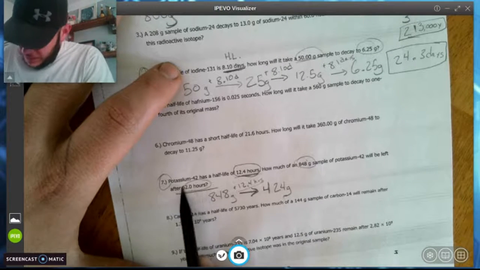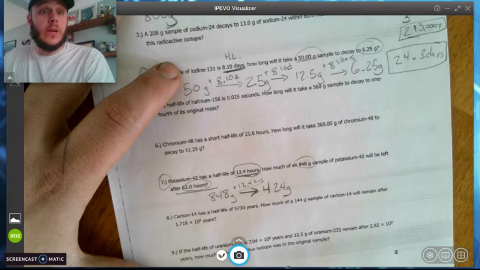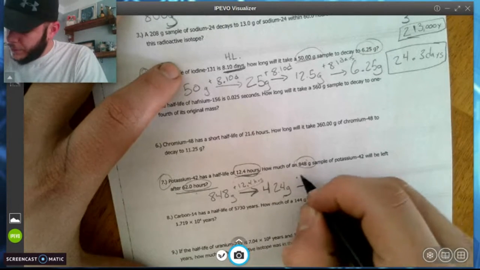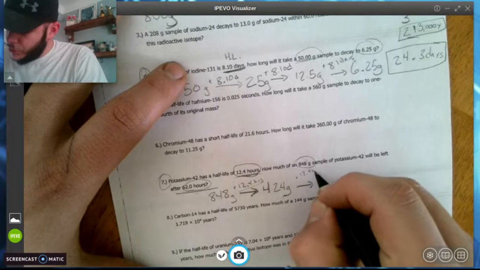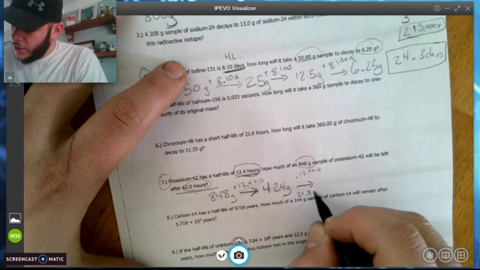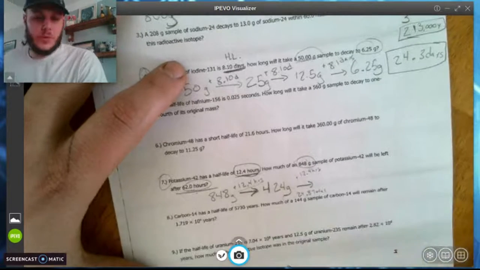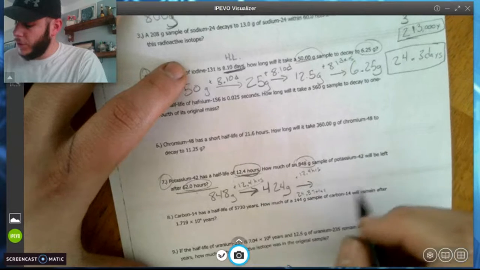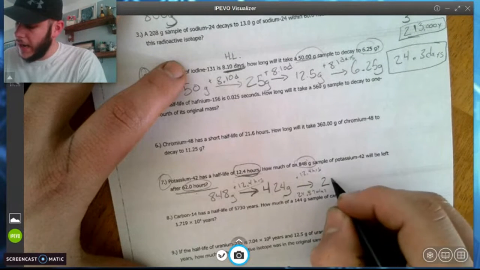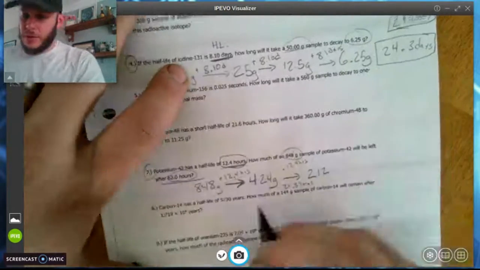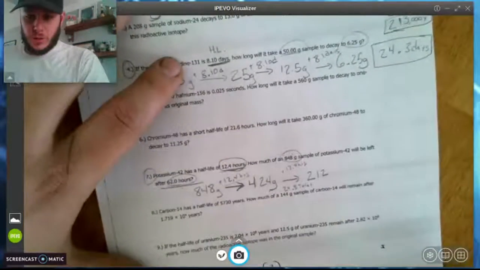I need to know how much is left at 62 hours. So I go again, right? Plus another 12.4 hours would bring me to 24.8 total hours. Okay, so 424 divided by 2 is 212. But I'm still not at 62 hours. I'm probably going to run out of space, so we're going to start working down.